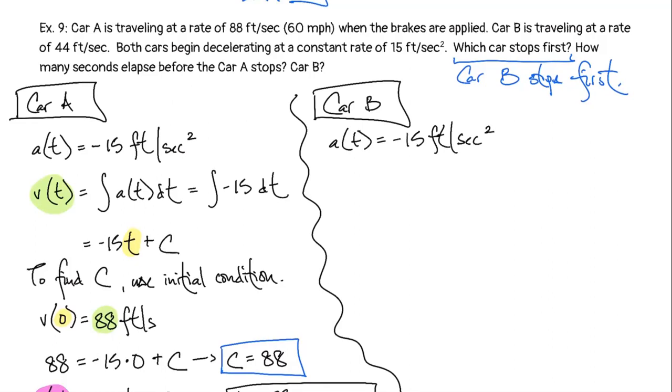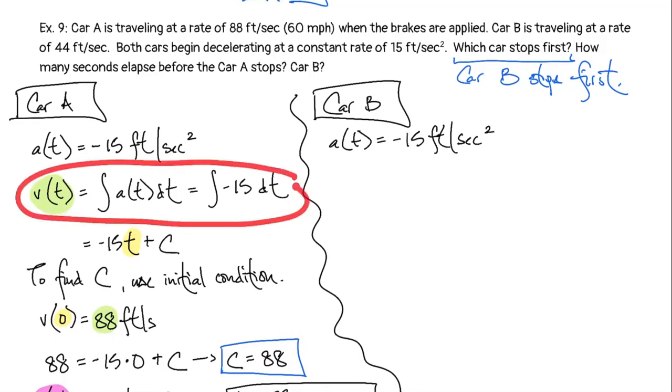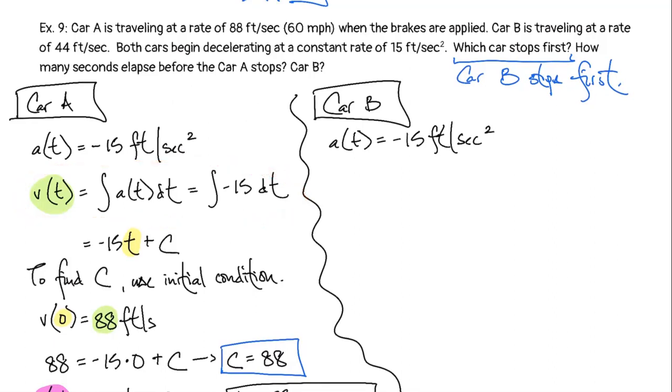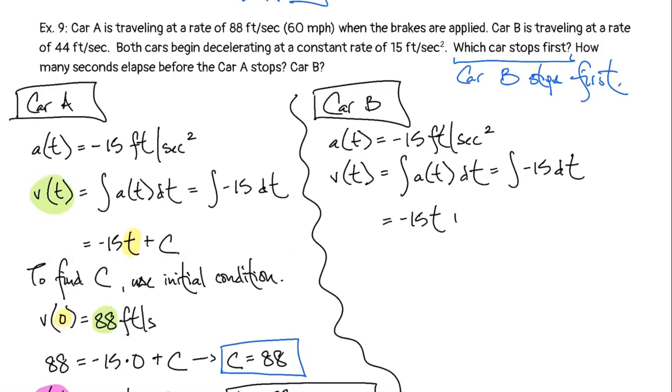What about this next line? Is this part the same? Is the velocity part, when I integrate it, going to be the same or different? Up until here, before I find my C, are they the same? So this part is the same. I can say that the velocity equals the antiderivative of the acceleration, which is the antiderivative of negative 15, which gives us negative 15t plus C.